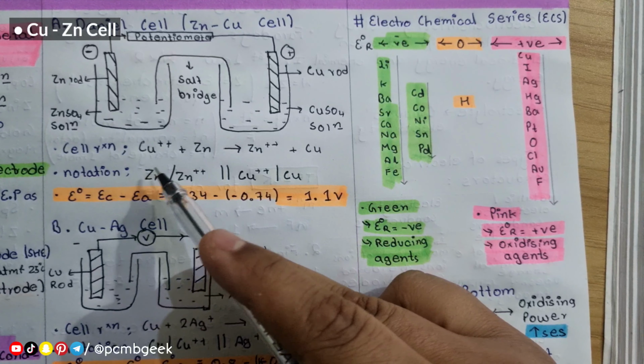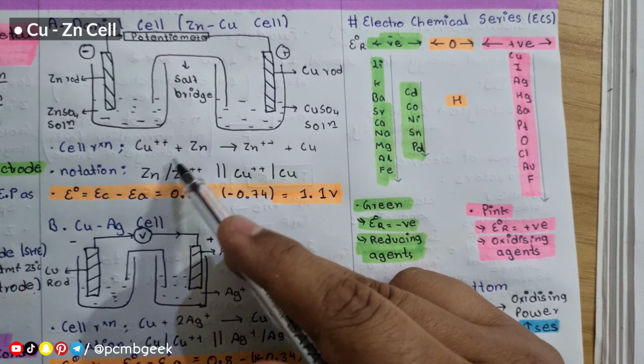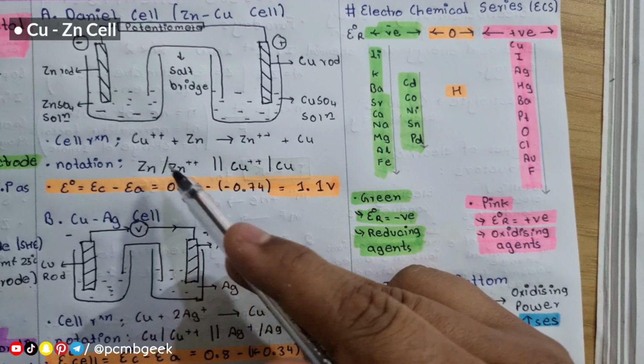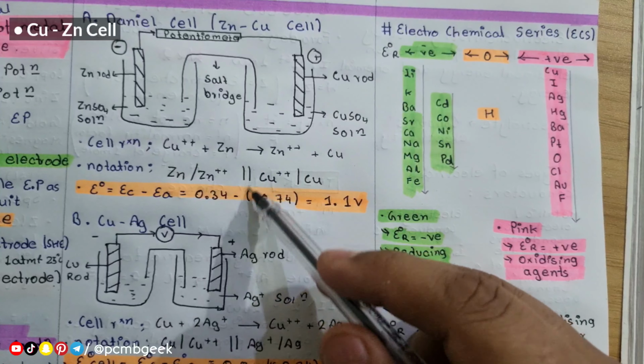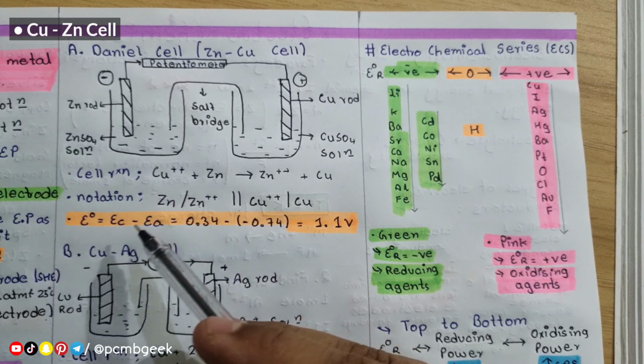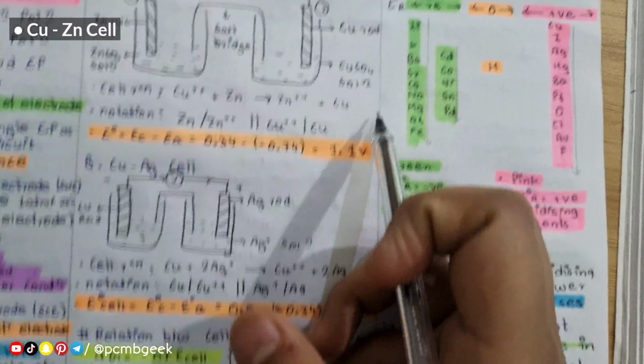The cell notation is Zn slash Zn2 plus. This slash refers to the phase transition between Zn and Zn2 plus ion. The double bar refers to the salt bridge. Standard electrode potential of Daniell cell is 1.1 volts.